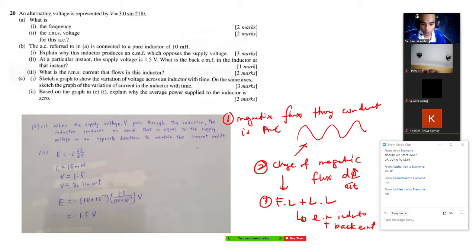I think he only gets 1 mark over here because maybe he only says the third point. He didn't mention the second, and he didn't say the first. So I think he can only get around 1 mark because of this. So you have to mention points 1, 2, and 3 over there.